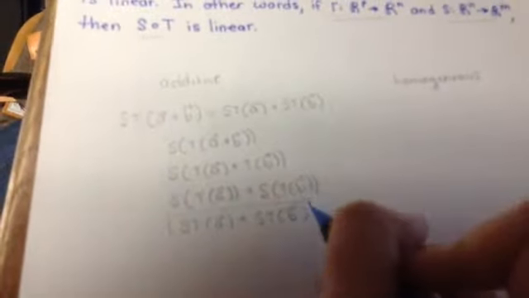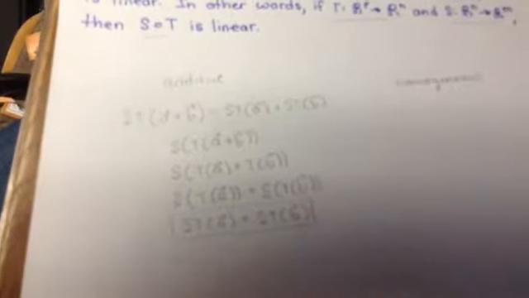So if we represent the composition by ST, we can rewrite this as ST of a plus ST of b, and that is the same thing as what we were trying to prove. So the transformation is indeed additive.